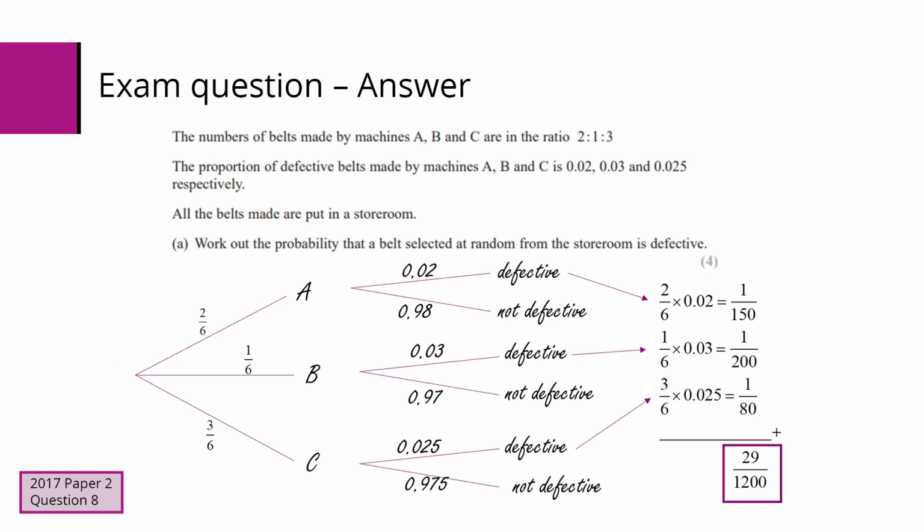Here's the answer to part A. We can draw a tree diagram for this situation. We've got the first set of branches showing the probabilities of the belts made by machines A, B and C, changing the ratio 2, 1, 3 into fractions out of 6. And the second set of branches are defective and not defective. We want the probability that the belt selected at random is defective. So you can see we want 2/6 times 0.02, 1/6 times 0.03, 3/6 times 0.025. Adding those together gives us an answer of 29 out of 1,200.